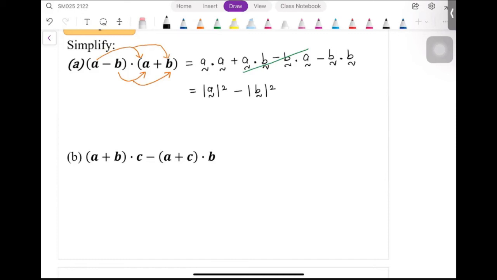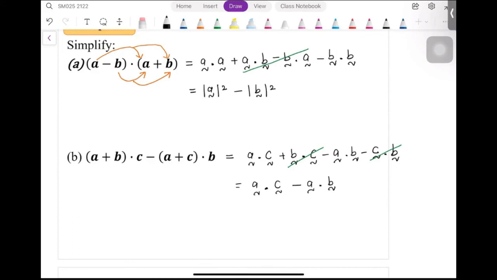Next question. We have A plus B dot C minus A plus C dot B. So for the first step, same as before, expand it normally, but don't leave out the dot sign. So we would have A dot C plus B dot C minus A dot B minus C dot B. Next, we can cancel out B dot C minus C dot B. So what we have now would be A dot C minus A dot B.